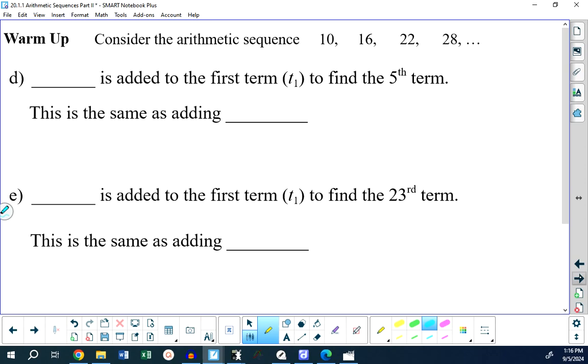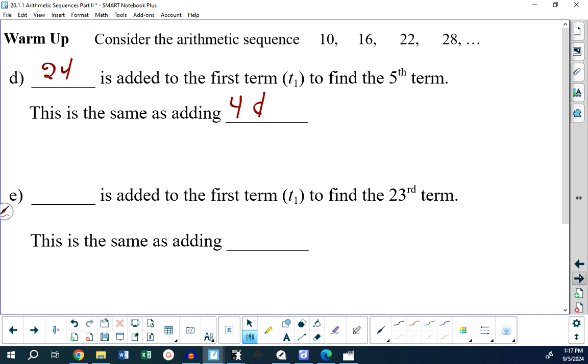So this would be 4 common differences. We don't even need to find the fifth term to answer this question. I mean, I suppose we could. We would add 6 again, and I guess you get 34. And the common difference is 6, and 4 times 6 is 24. And it all checks out. 24 plus 10 would take you to 34.